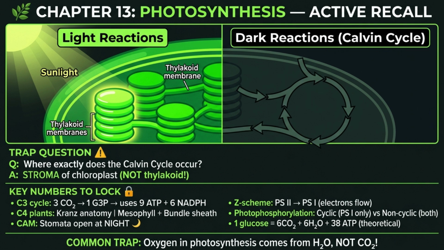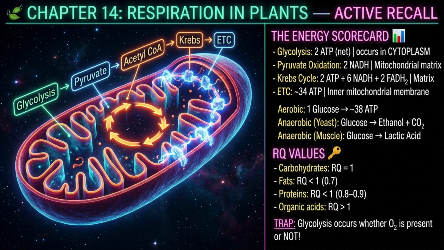The Z-scheme, electrons flow from PS2 to PS1, not the other way. And a massive NEET trap. The oxygen released in photosynthesis comes from the splitting of water, not from CO2. Lock this in forever. Chapter 14, Respiration in Plants.